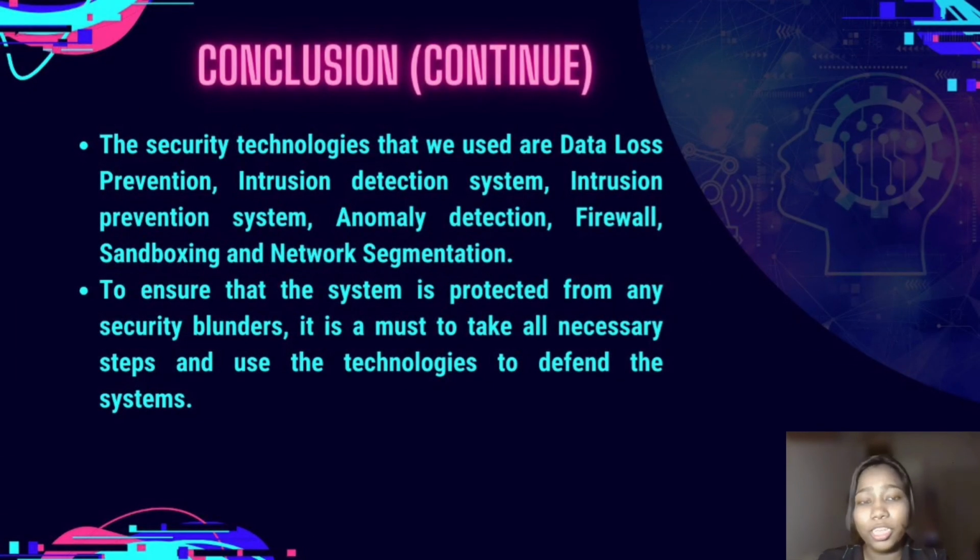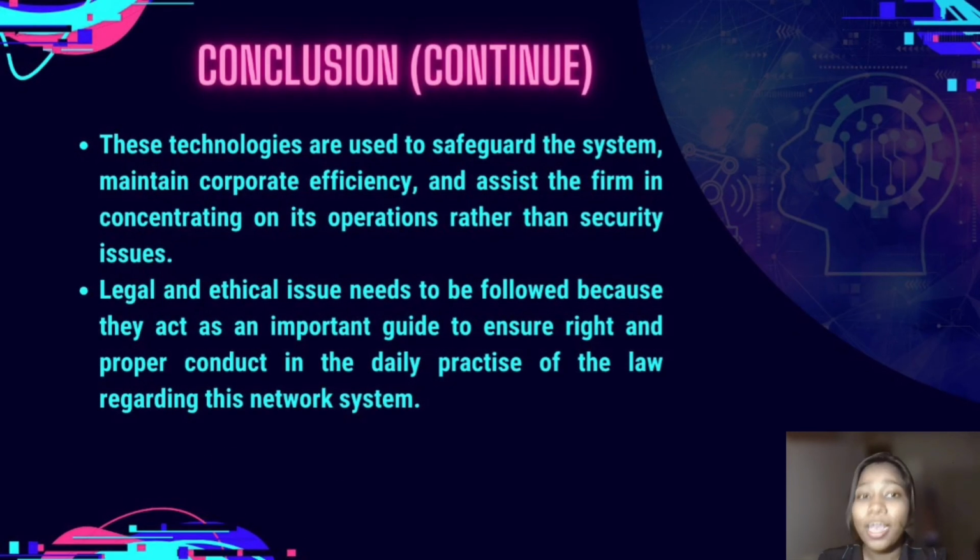The security technologies that we used are data loss prevention, intrusion detection system, intrusion prevention system, anomaly detection, firewall, sandboxing, and network segmentation. To ensure that the system is protected from any security blunders, it is a must to take all necessary steps and use the technologies to defend the systems. These technologies are used to safeguard the system, maintain corporate efficiency, and assist the firm in concentrating on its operation rather than security issues. Legal and ethical issues need to be followed because they act as an important guide to ensure right and proper conduct in the daily practice of the law regarding this network system.